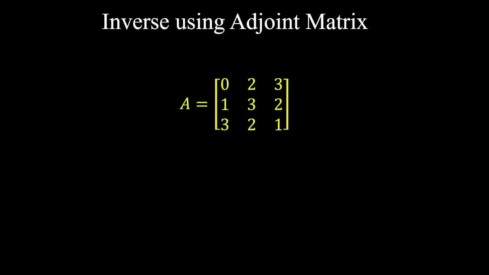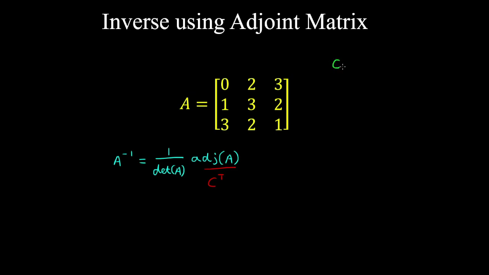We can find the inverse of a matrix using the adjoint matrix. So assuming the matrix A is invertible, we have the inverse is 1 over the determinant multiplied by the adjoint matrix of A. And the adjoint matrix is the transpose of the cofactor matrix. So let's find the cofactors.